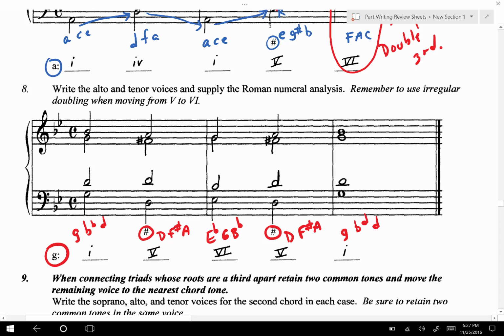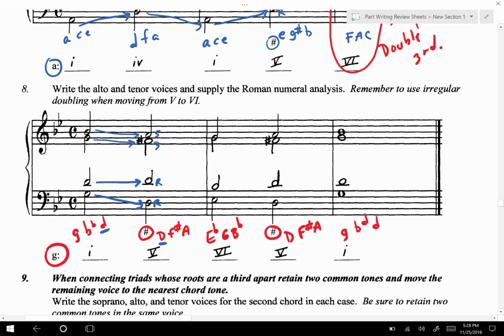Look at the bass first, before you do anything else. The bass is moving by an interval of a fourth. What does that mean? That means there'll be 1 common tone. What's the common tone between the 1 chord and the 4 chord? In this particular example, looks to be a D. Keep the D in the same voice, in this case the tenor. Move the other voices to the nearest chord tone. If you do that, then you'll have 2 roots, a third, and a 5th.